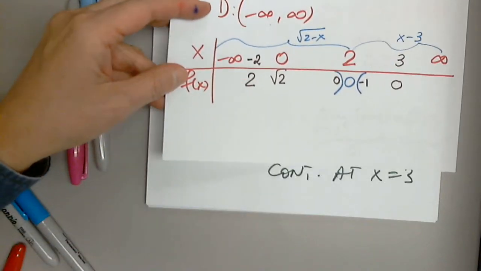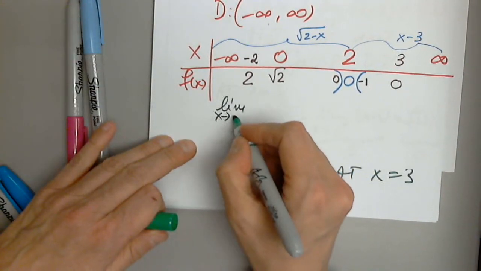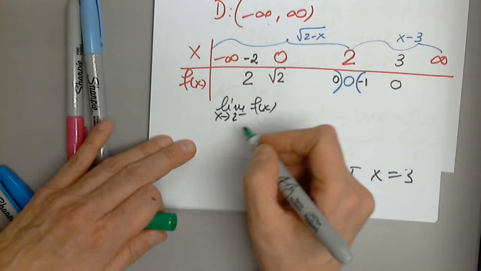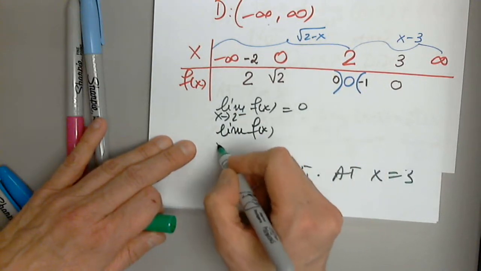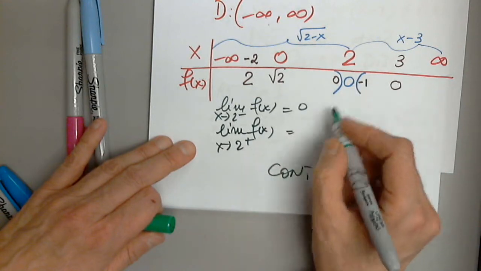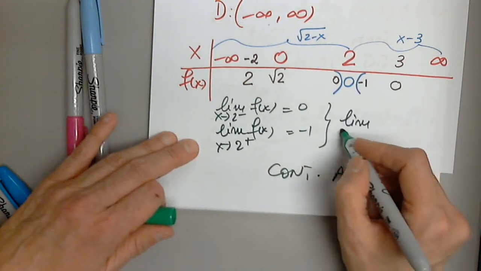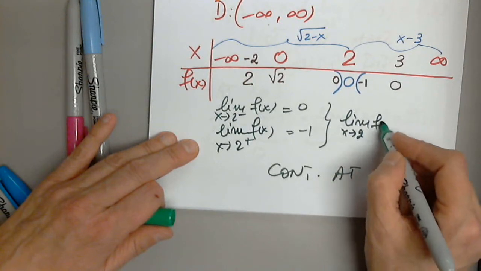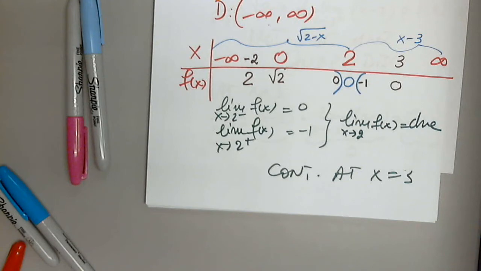But I will put it in writing, of course. I will say limit of x approaches 2 from the left, just simply f of x, I'll say 0. Limit of f of x as x approaches 2 from the right, I will say -1. Limit as x approaches 2 from either side, d and e, as you just told me.